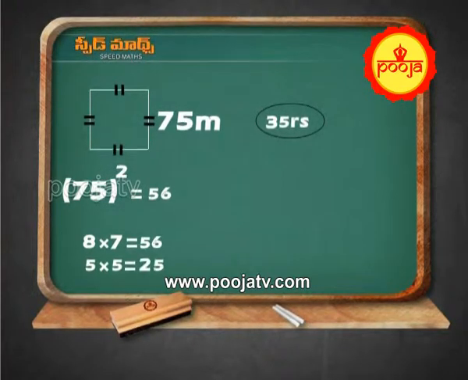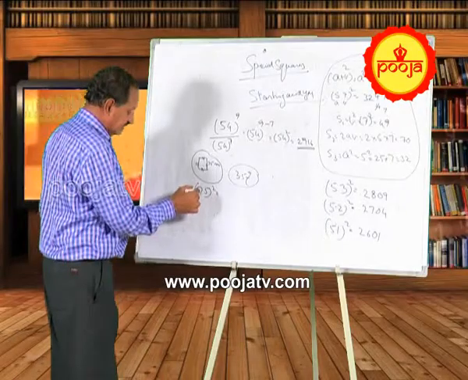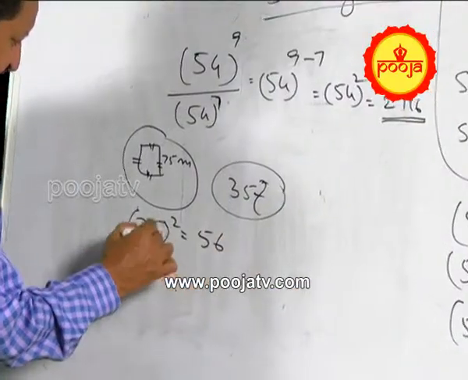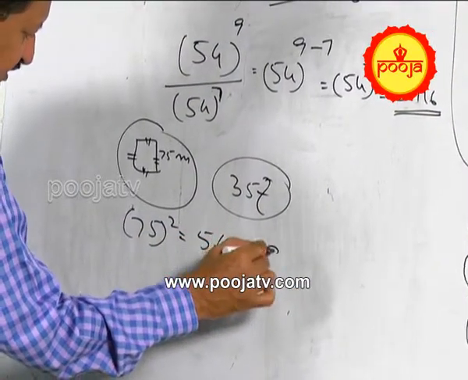Starting with 5: 5 times 5 is 25, plus 4 is 20. Ending with 5 means you have to go to the next digit. So, 7, what is the next digit? 8. 8 into 7, 56. 5 into 5, 25. So 5625 square meters.